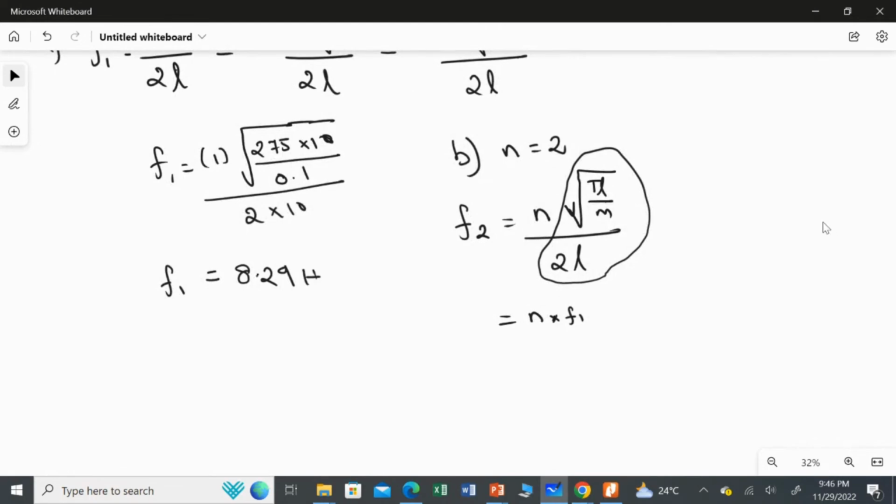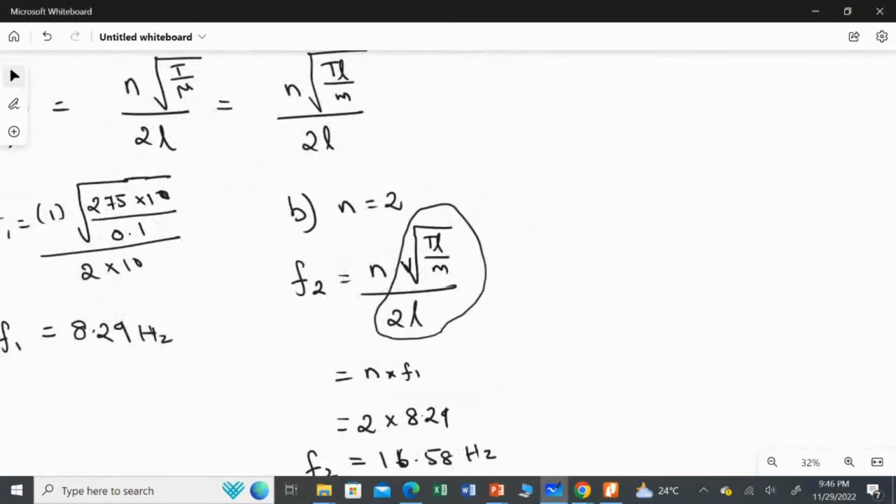The unit for f1 is hertz. So n here is 2, so 2 multiplied by 8.29. I got the answer of 16.58. So f2 is equal to 16.58 hertz. Likewise, you can do the same thing for the third frequency.